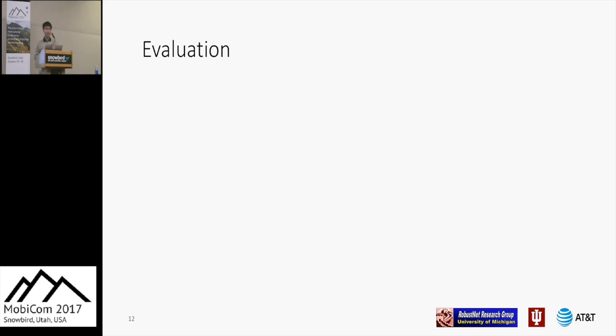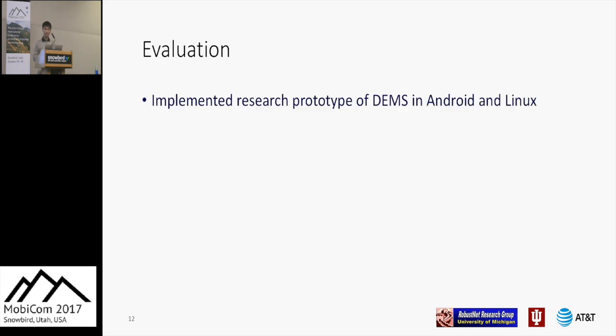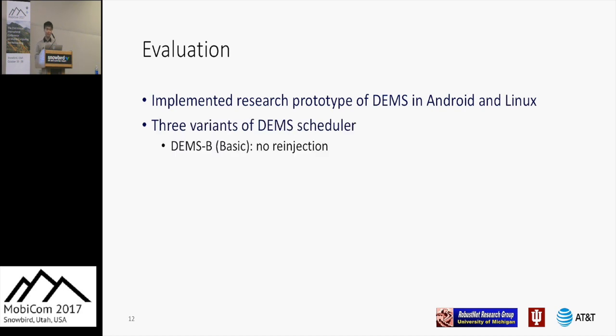So based on these three key design decisions, we implemented a research prototype of DEMS in Android and Linux, and we make our system transparent to applications so it can run unmodified mobile applications on DEMS. To evaluate the benefit of different design aspects, we look at three variants of DEMS scheduler.